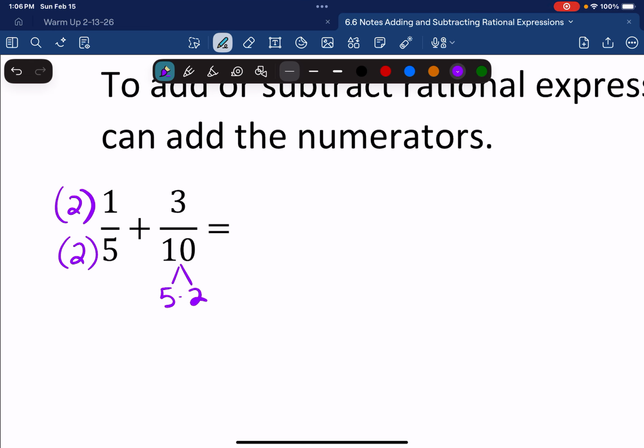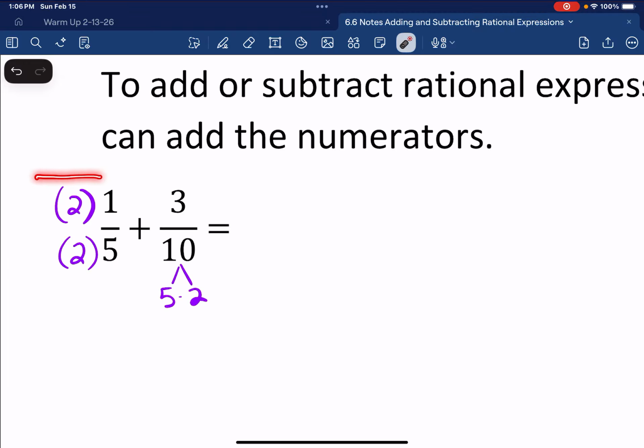Now, why is this legal? If I multiply both the numerator and the denominator by the exact same value, all we've done is multiply by the number 1, right? 2 divided by 2 is equivalent to 1. Any expression divided by itself is equivalent to 1. So as long as we do that, we keep our fraction balanced.